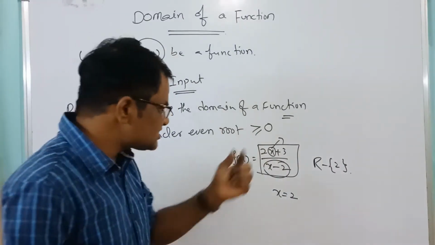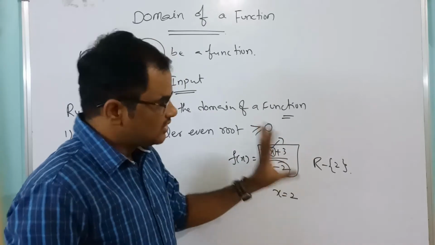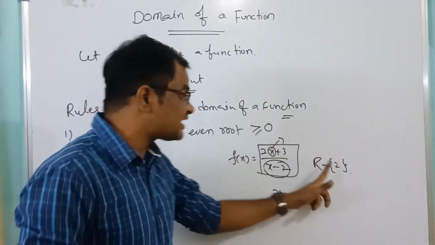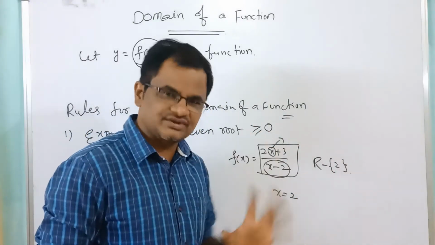Domain is nothing but the existence of x values for this function. So any value from the real numbers exists, but except 2. So the domain of this function is R minus {2}, like this.